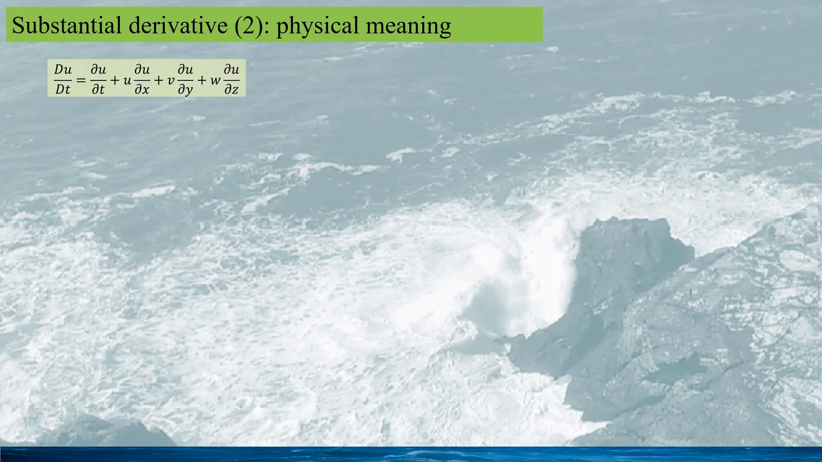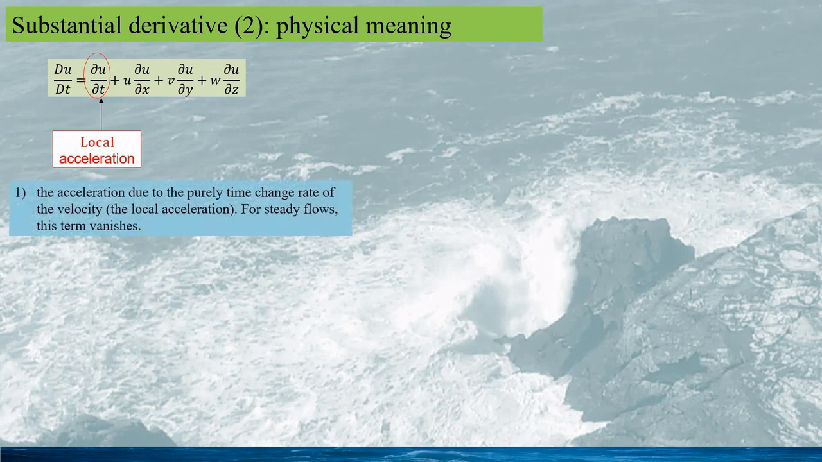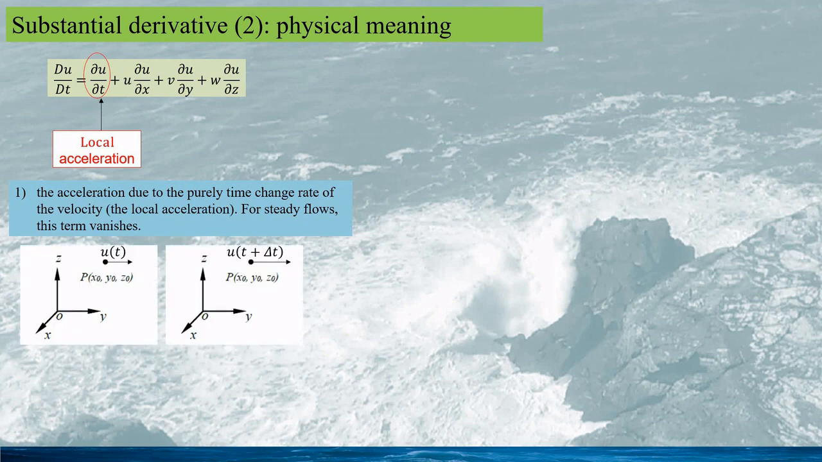In this slide, the physical meaning of the substantial derivative is explained. Let's look at the fluid acceleration. We can see the substantial derivative consists of 2 main parts. The first part is called the local acceleration, which can be imagined at the specific point P in the fluid domain. The local acceleration is due to the change of the velocity at this point in a time interval delta t. In a steady flow, this acceleration term vanishes.